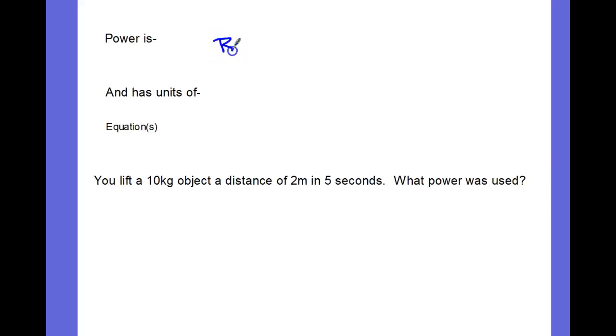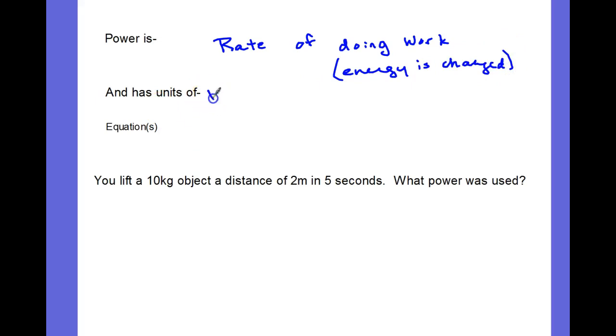Power is the rate of doing work, how fast work is being done, or how fast energy is being changed. It has units of watts, and 1 watt equals 1 joule per second. It's how fast work is being done, or how fast energy is being changed.